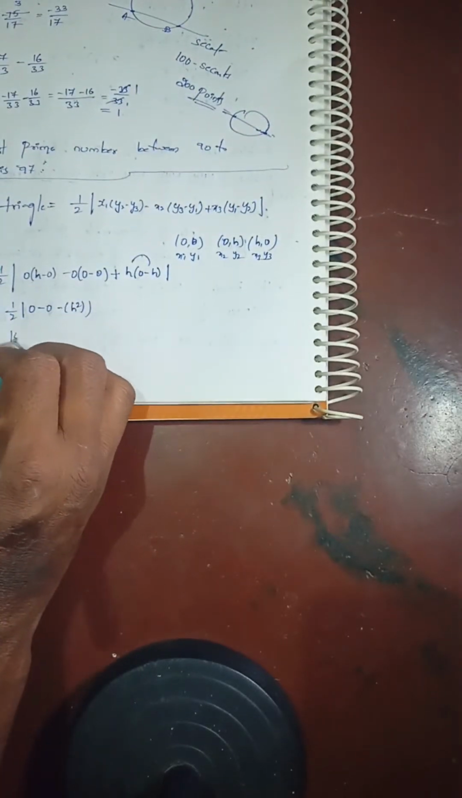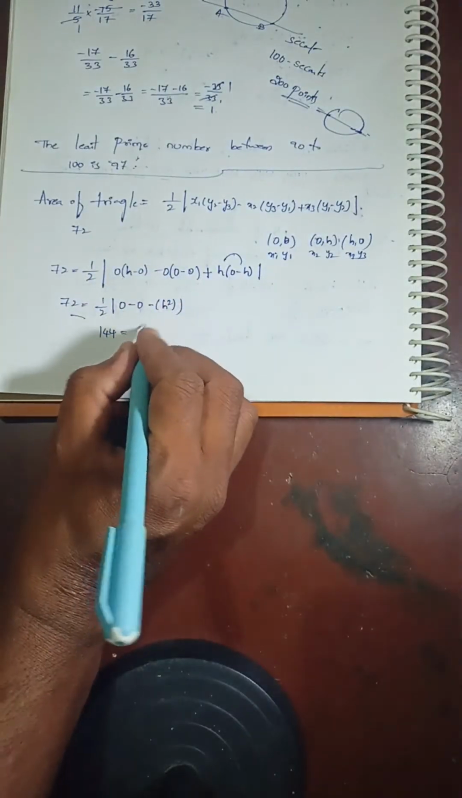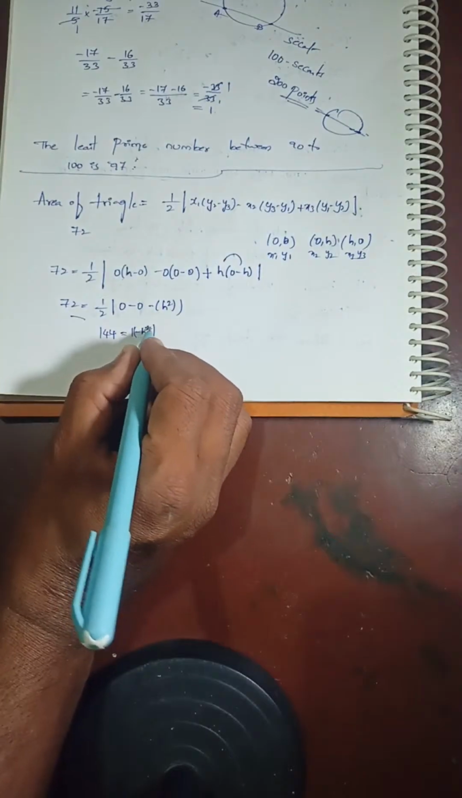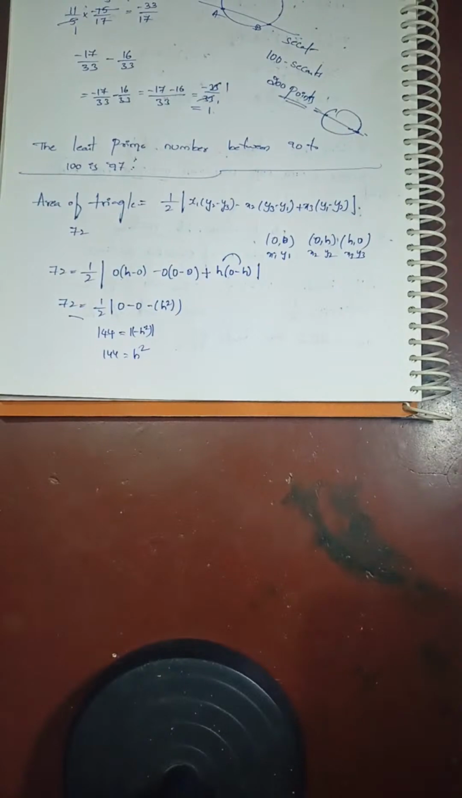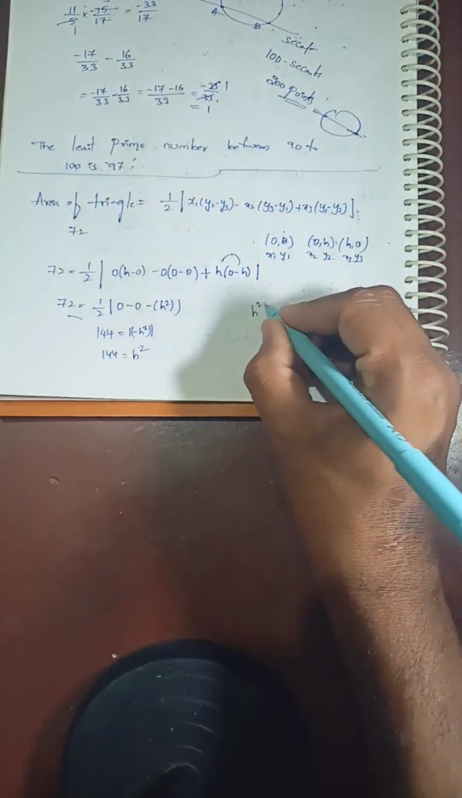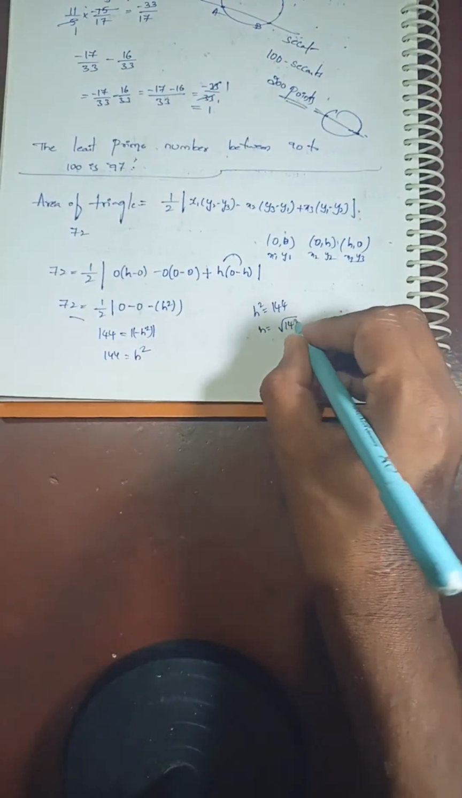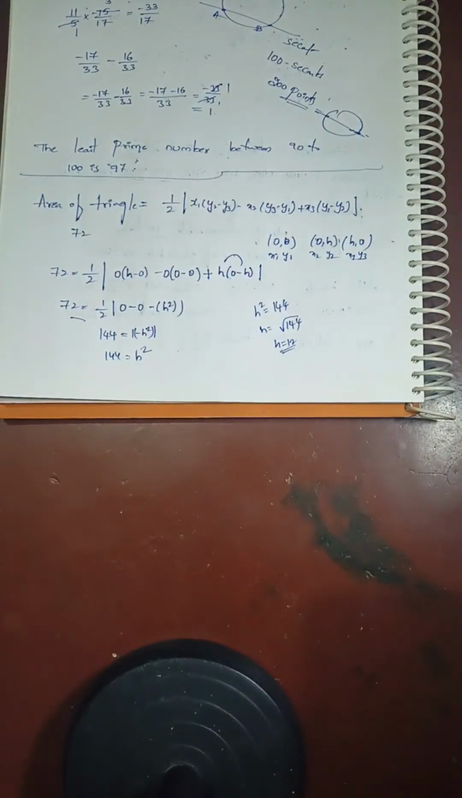Do cross multiplication. 144 is equal to mod of minus h square. Mod will become positive. So 144 equals h square. So h square equals 144. Square goes to the right hand side, you are getting h value as 12. So like this we are going to solve the problem.